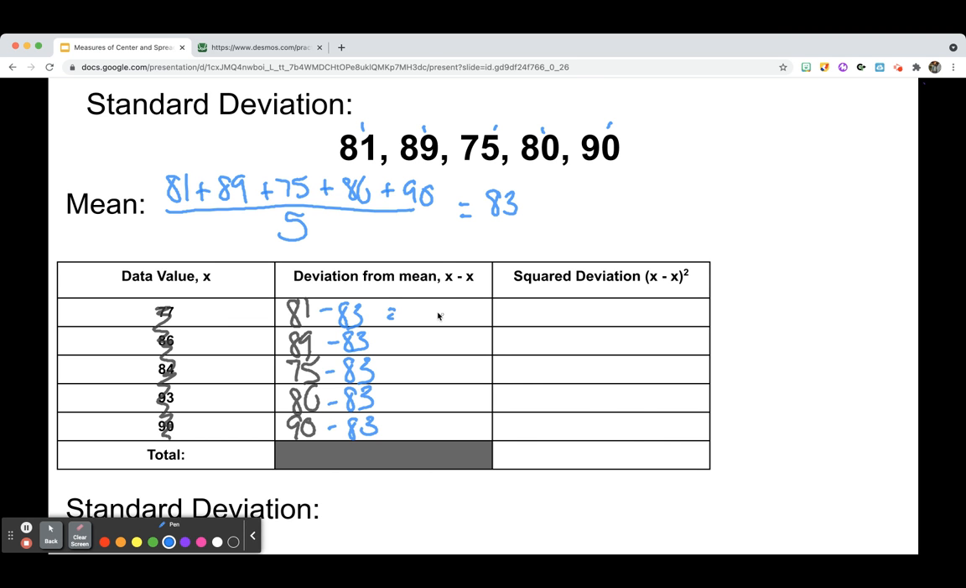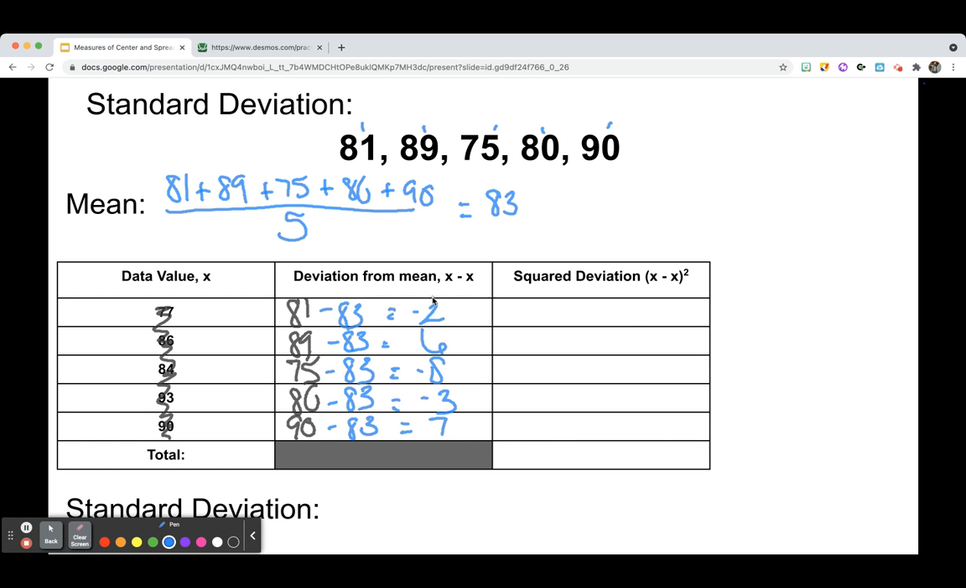Okay, 81 minus 83 is negative 2. 89 minus 83 is 6. 75 minus 83 is negative 8. 80 minus 83 is negative 3. And 90 minus 83 is 7.